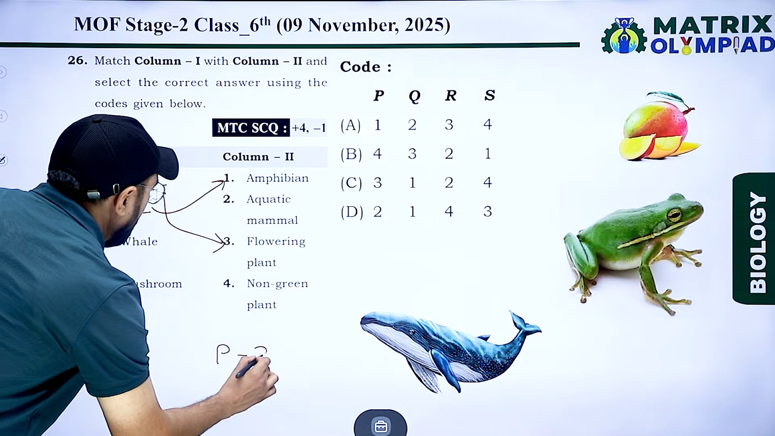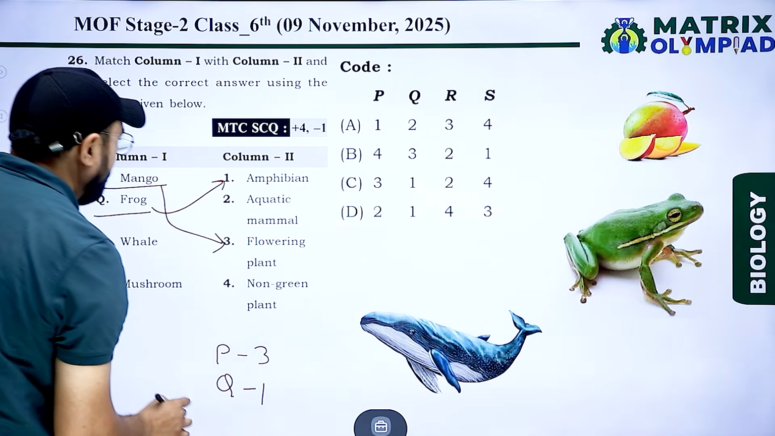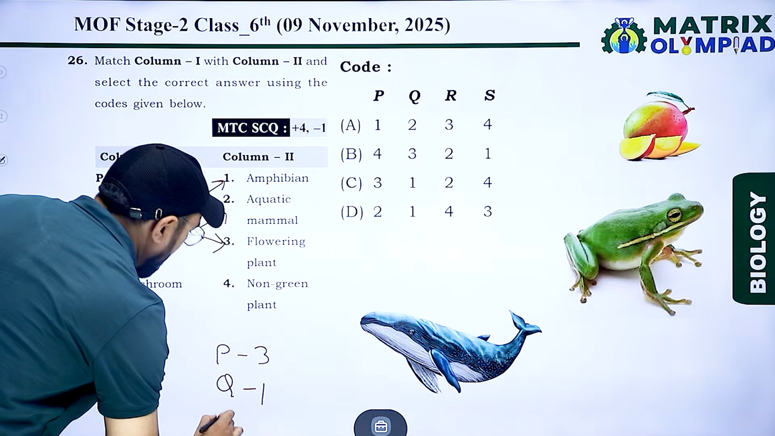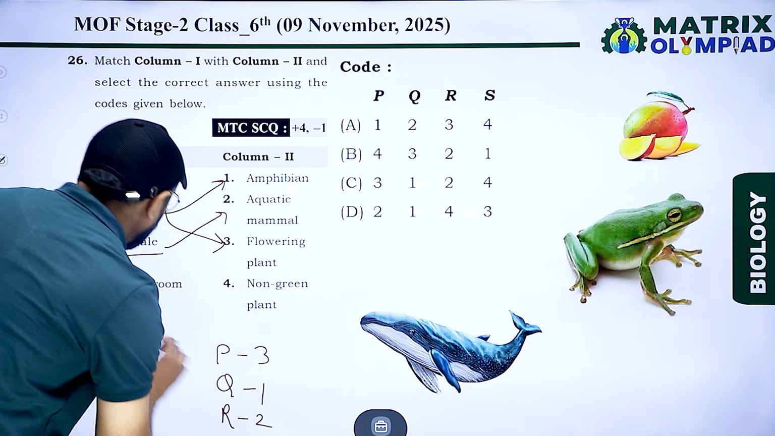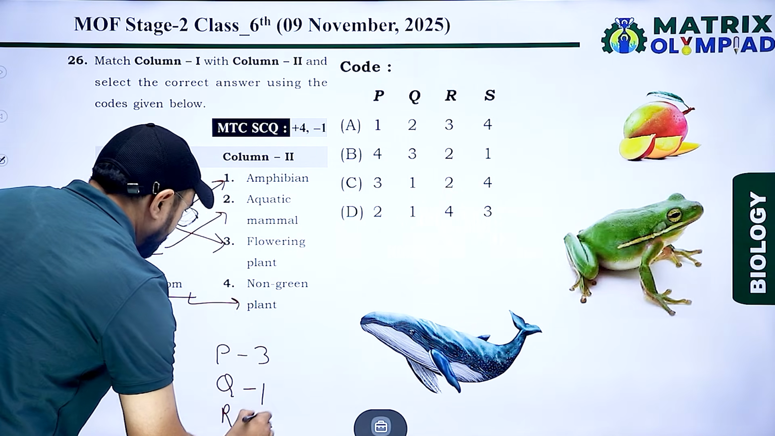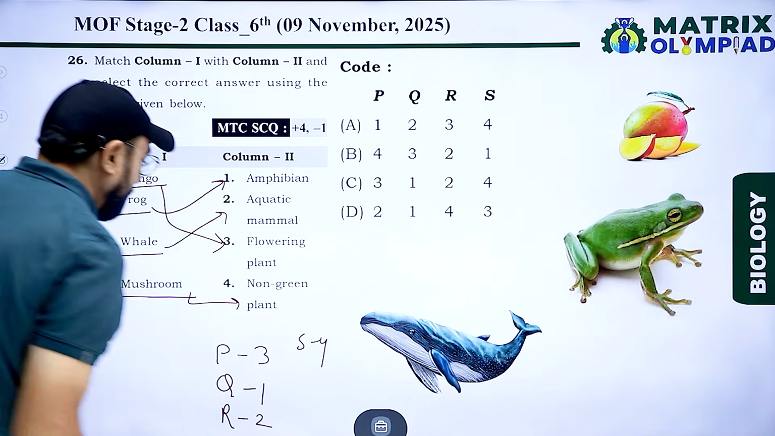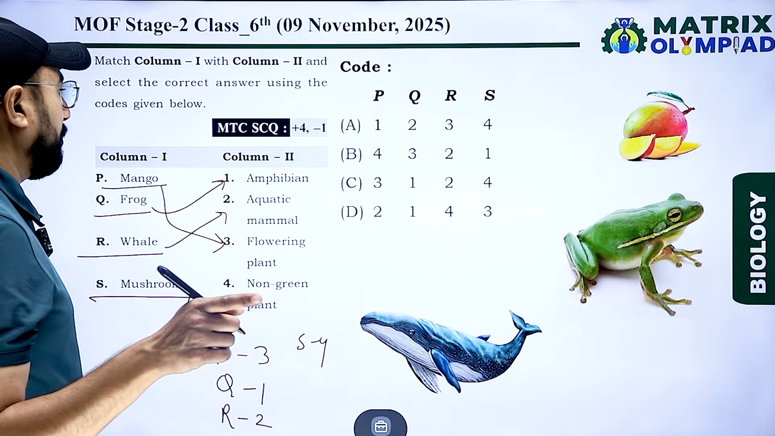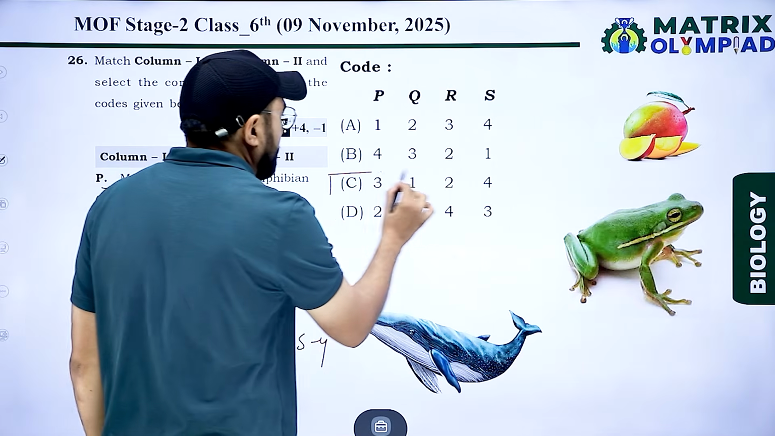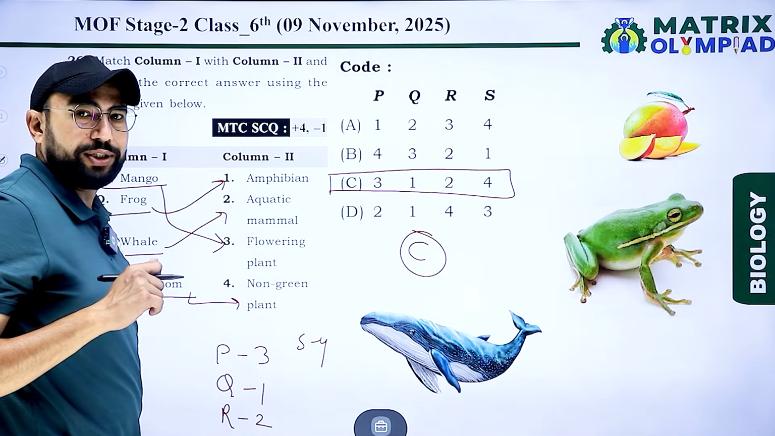P matches with third. Q matches with 1. Whale, aquatic mammal. R matches with second, and mushroom, non-green plant formed from fungus, S matches 4. So 3, 1, 2, 4, which is in option C. Option C is right for this question.